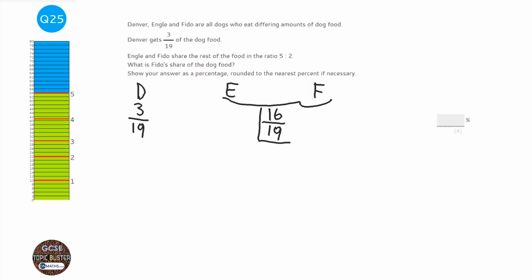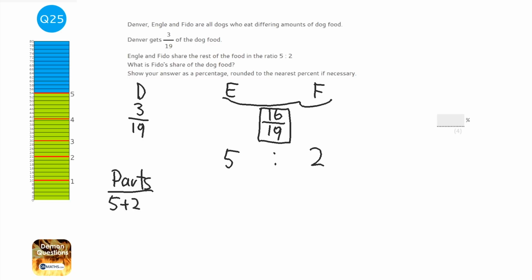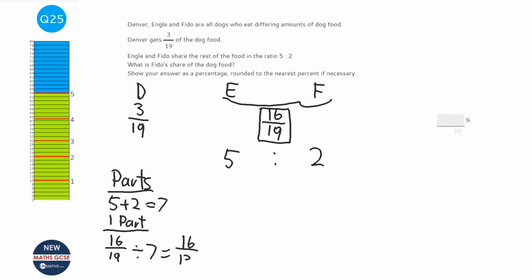So that's how much food they'll get, but they're sharing it in the ratio of 5 to 2. So in total, the amount of parts they have is 5 plus 2, which is 7. So there's 7 parts altogether. Okay, and each part, so one part, is going to be worth, well, as a fraction, it's 16 over 19 divided by 7. So 16 over 19 on the calculator divided by 7, which gives us 16 over 133. So that's the fraction of each part.